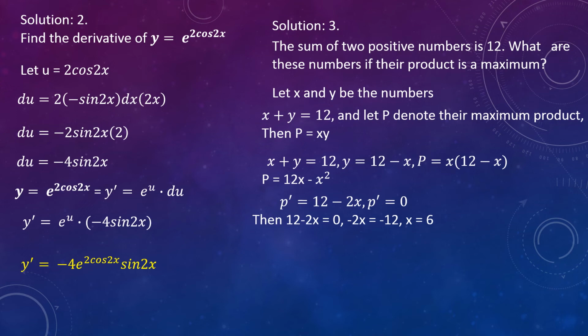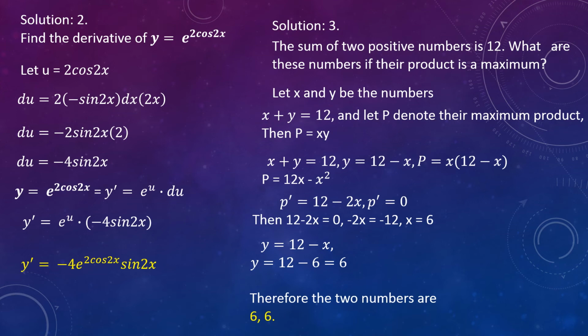So we already have the value of the first number, first variable x, which is 6. We can now identify the second value of the other variable, which is y. y now is equal to 12 minus x. So therefore, y is equal to 12 minus 6 is equal to 6. Therefore, they are actually equal, no? Equal ang ilang value. So therefore, the two numbers are 6 and 6, wherein their sum is 12 and their product is a maximum. So this is the biggest product between these numbers, wherein their sum is 12.